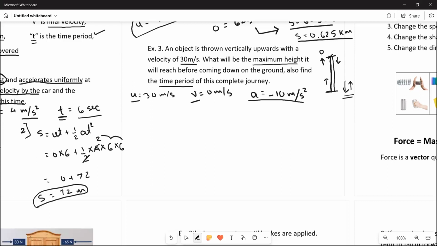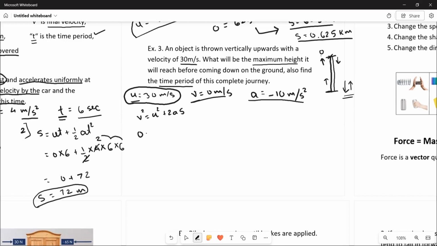So even if we are given only one value in the question, we can make out these two values by observation, and we are supposed to know these values, that the final velocity will be equals to 0 and our acceleration will be minus 10 meters per second square. Okay, so from here we'll use the third equation. Our third equation is v square is equals to u square plus 2a s, and from here we know that the value of v is 0.